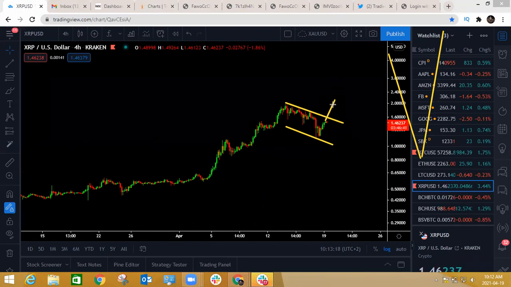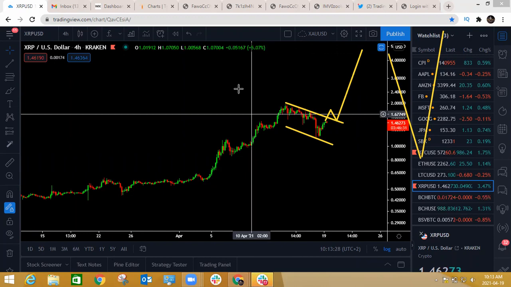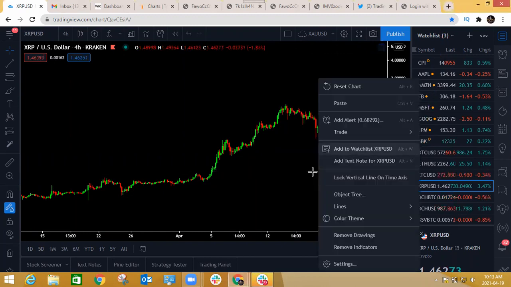So Ripple needs to push up, push out of this structure, possibly even break out of this, pull back, and then a push to the upside. That's how we're going to be looking at this wave 4 to get the next move to the upside. So that is our chart of the week on Ripple. Keep an eye on it.